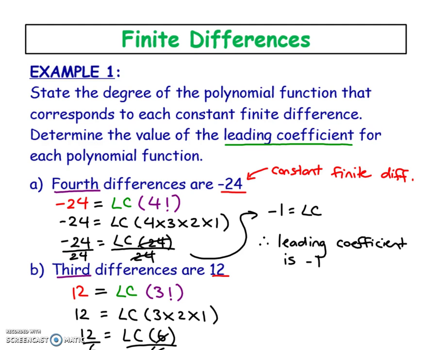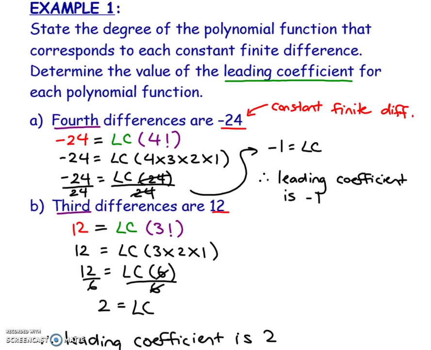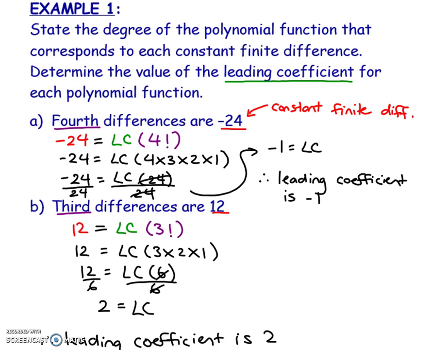All right, now example number 1. State the degree of the polynomial function that corresponds to each constant finite difference. Determine the value of the leading coefficient for each polynomial function. So A, if you have the fourth differences, and then they're all negative 24s as their constant finite difference, I'm going to put that in this part of the equation. Remember, it goes right here as a constant finite difference.